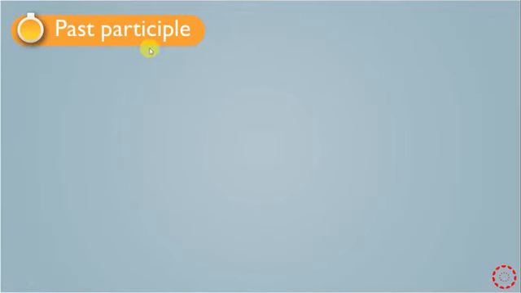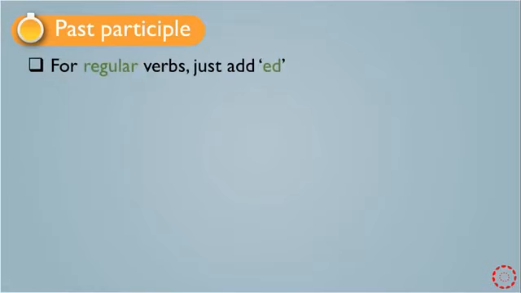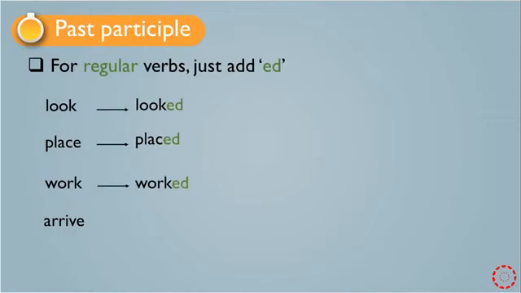What's the past participle of a verb? As you know, we have two kinds of verbs. We have regular and irregular verbs. It means we form the past participle of regular verbs by adding ed. We just add ed. Regular verbs are those verbs that take ed when we change them from the present to the past, like look, place, work, arrive. Looked, placed, worked, and arrived.